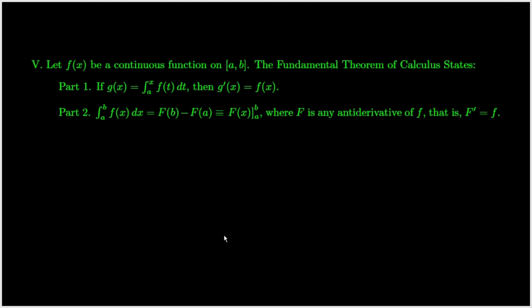Now we are ready to interpret the fundamental theorem of calculus using displacement and velocity. For part 1, if we interpret f of t as the velocity function, then g of x is defined as the definite integral of the velocity function f of t from a to x. So we can treat g of x as a displacement function. Of course, the derivative of the displacement function is equal to the velocity function. That's the interpretation of part 1.